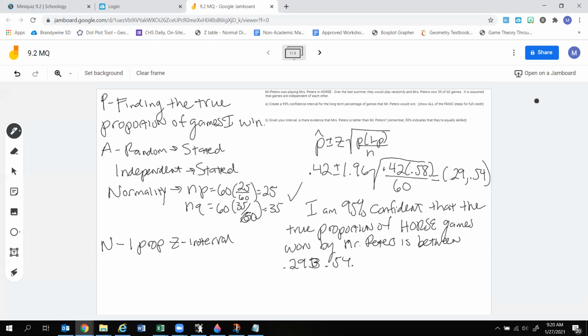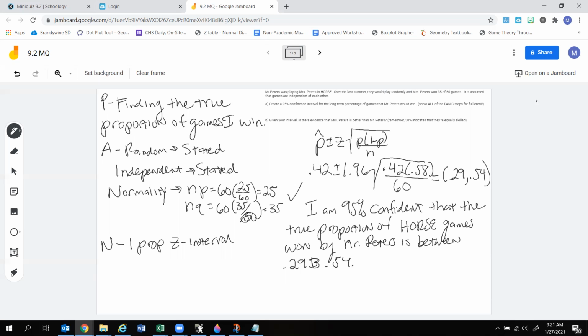Given your interval, is there evidence that Mrs. Peters is better than Mr. Peters? So 50% indicates that we are equally skilled. All right, since 50% is in the interval, it is a plausible value. So because us being evenly skilled is possible, and shoot, the interval even goes above 50% up to 54, it is plausible that I actually could be better than her.